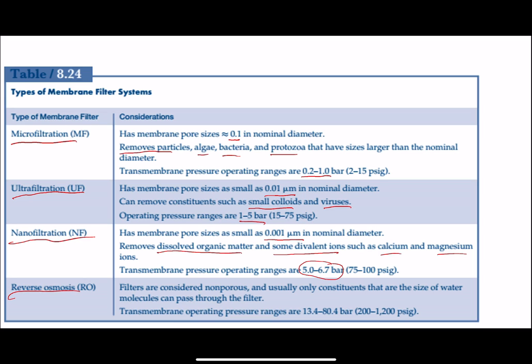Reverse osmosis: here the filters are considered non-porous, and usually only constituents that are the size of water molecules can pass through. Only H2O will pass through. Only H2O. The transmembrane operating pressure here is, look at this, 13.4 to 80 bar.